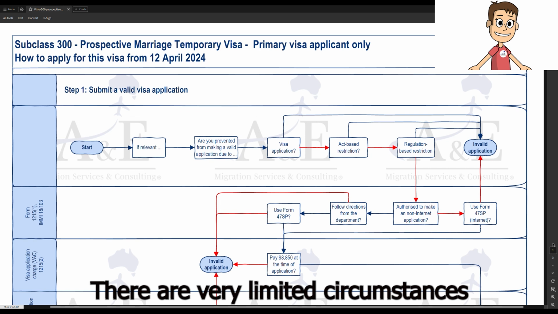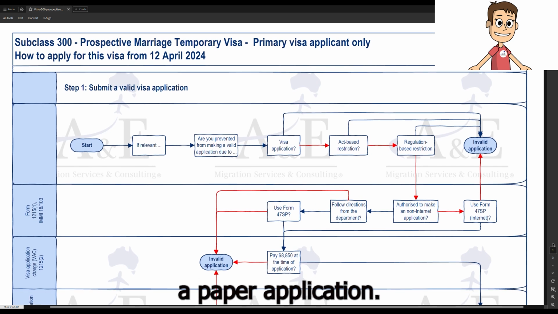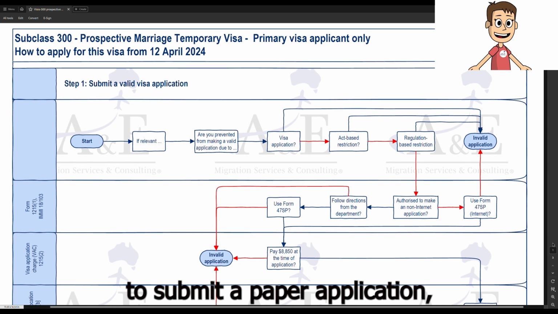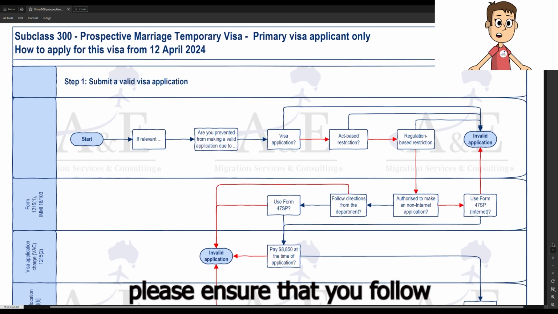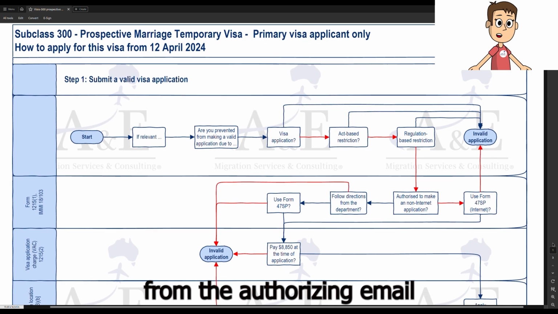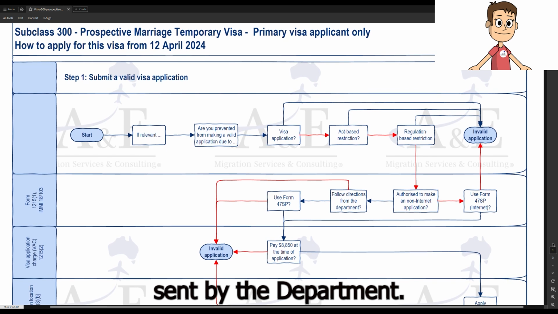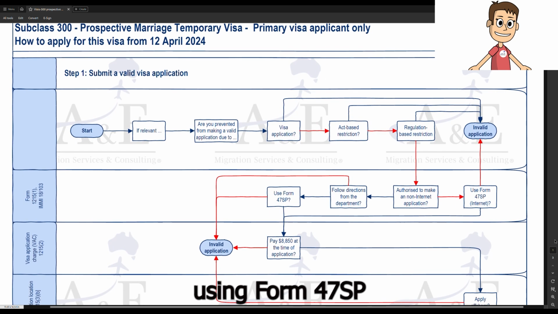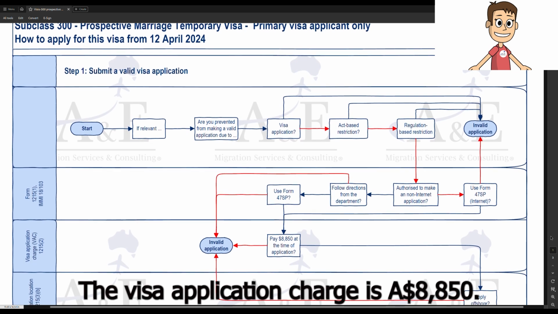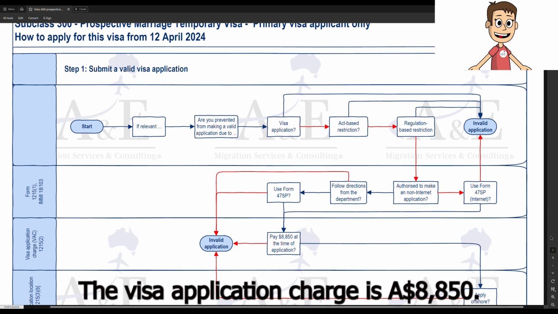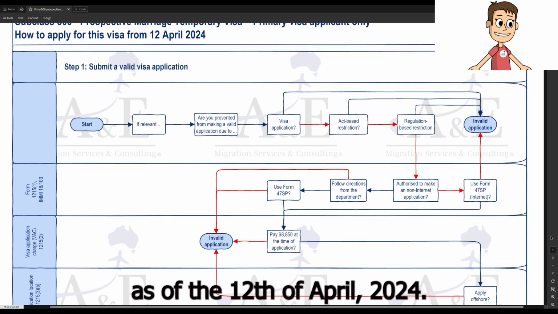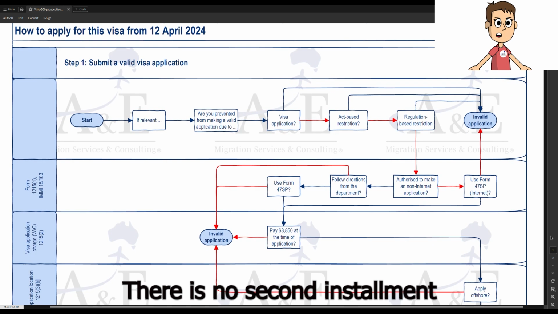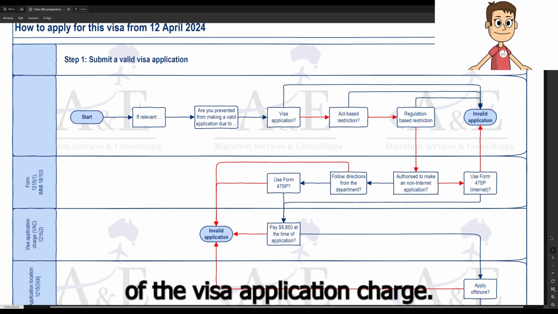There are very limited circumstances in which you can submit a paper application. If you are authorized to submit a paper application, please ensure that you follow strictly the instructions from the authorizing email sent by the department. You need to lodge an internet application using Form 47SP. The visa application charge is $8,850 as of the 12th of April 2024. There is no second installment of the visa application charge.